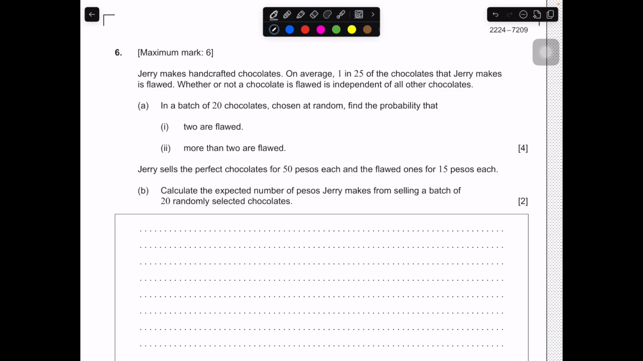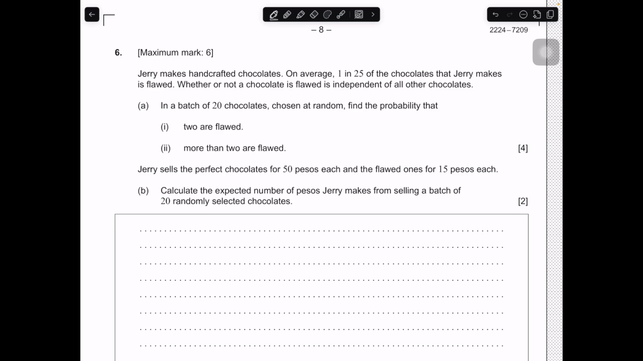Here we go. Jerry makes handcrafted chocolates. On average, 1 in 25 of the chocolates that Jerry makes is flawed. Whether or not a chocolate is flawed is independent of all other chocolates. In a batch of 20 chocolates chosen at random, find the probability that 2 are flawed or more than 2 are flawed.